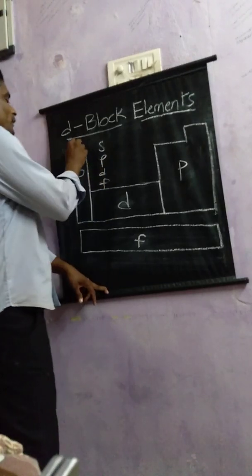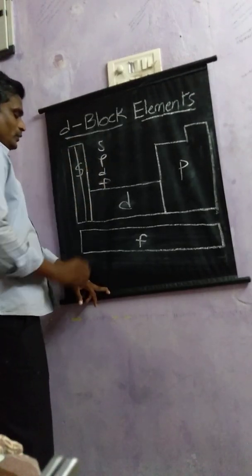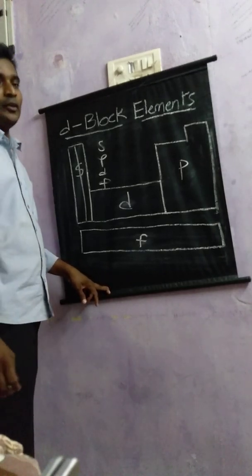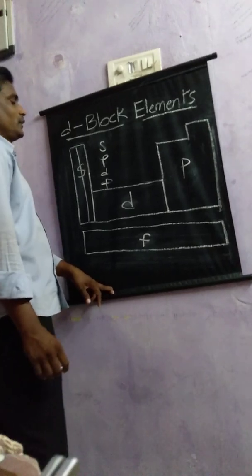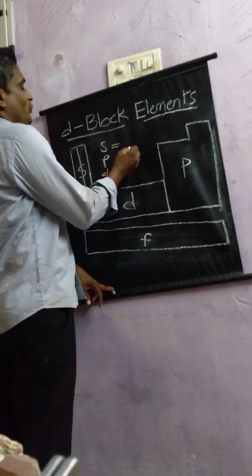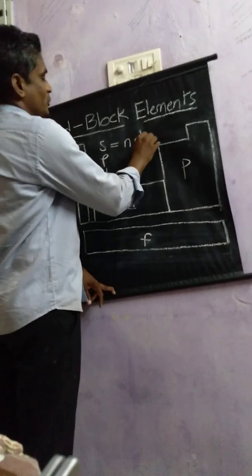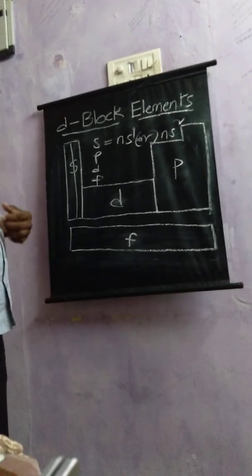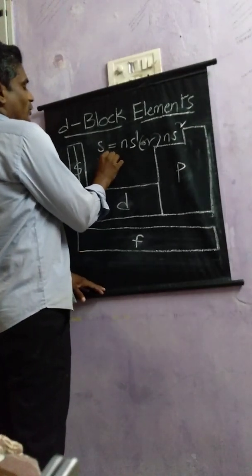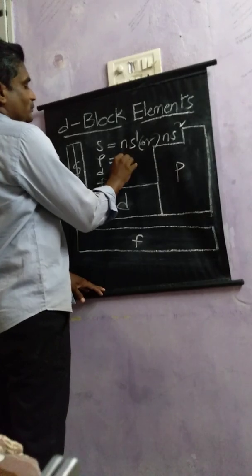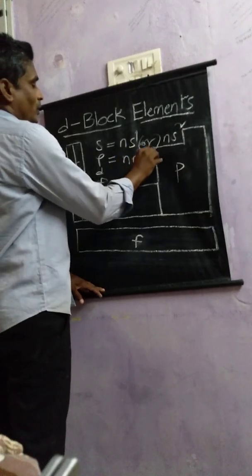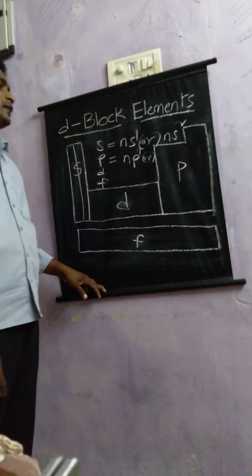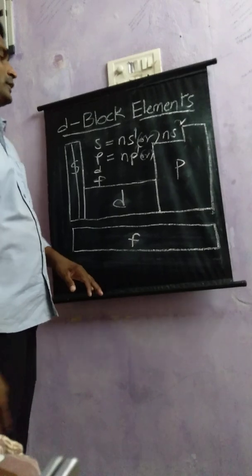So what are S block elements and on what basis are they called S block elements? Just now I have told you that the reason is outermost electronic configuration may be NS1 or NS2, it doesn't matter. They are called S block elements. If the outermost electronic configuration may be NP1 or NP2, NP3, NP4, NP5 and NP6, it doesn't matter. They are called P block elements.